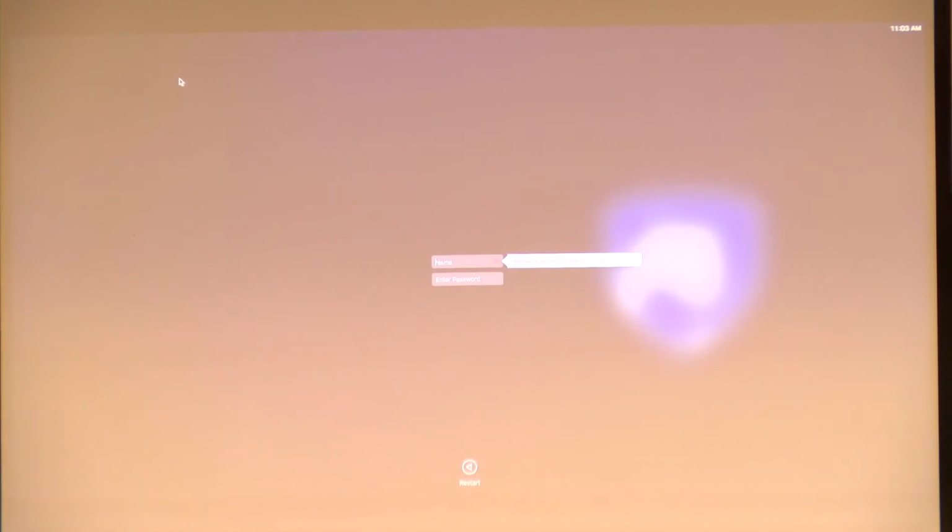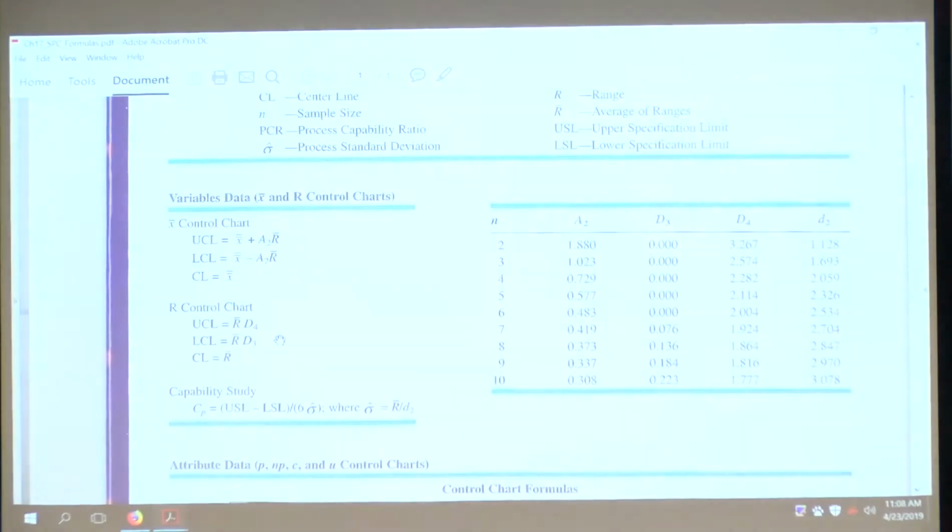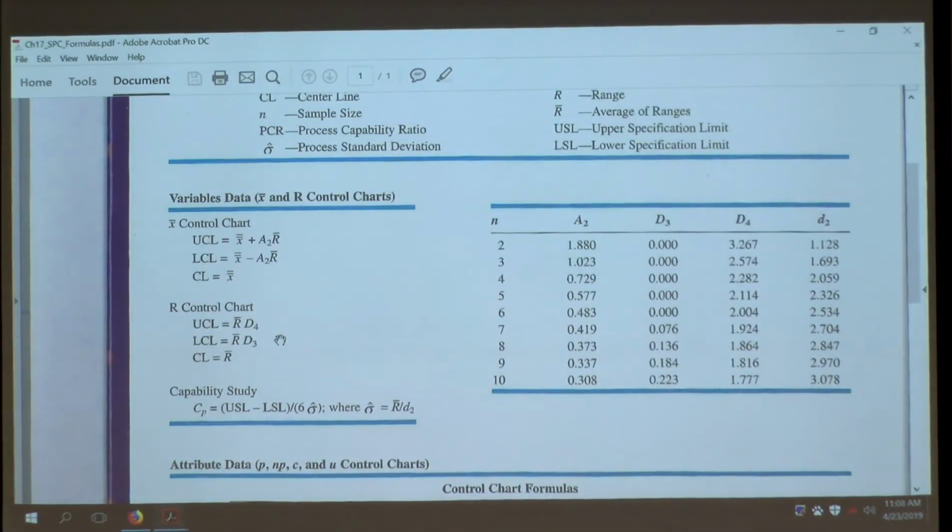What happened? Computer just shifts by itself.